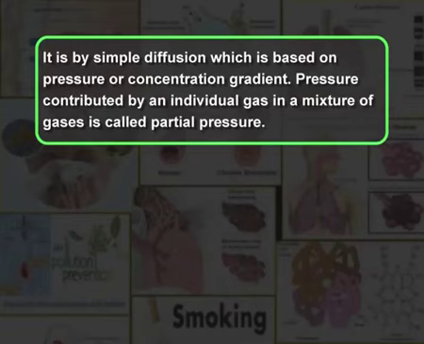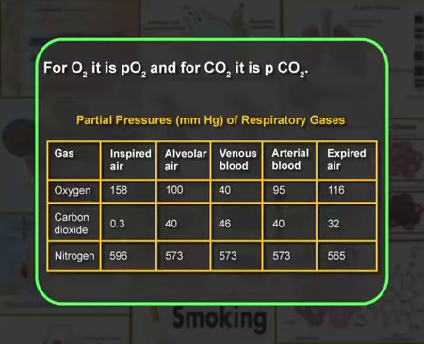The pressure contributed by an individual gas in a mixture of gases is called partial pressure. For oxygen it is called partial pressure of oxygen, and for carbon dioxide it is partial pressure of carbon dioxide. Now, observe the data which I have just shown you. What do we infer? That this data represents a concentration gradient for oxygen from alveoli to blood and blood to tissues.